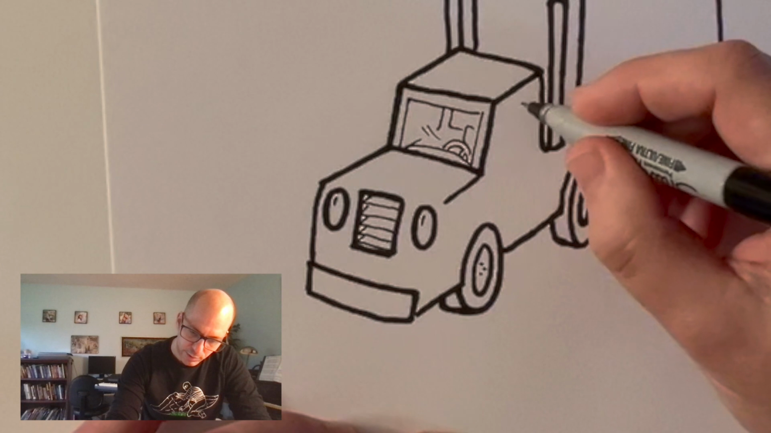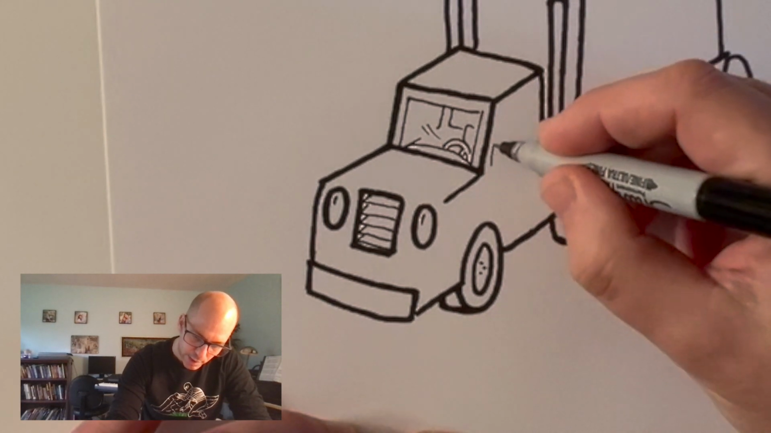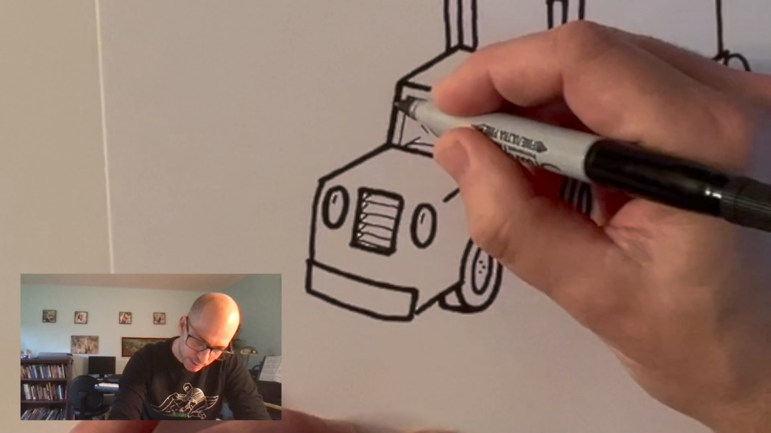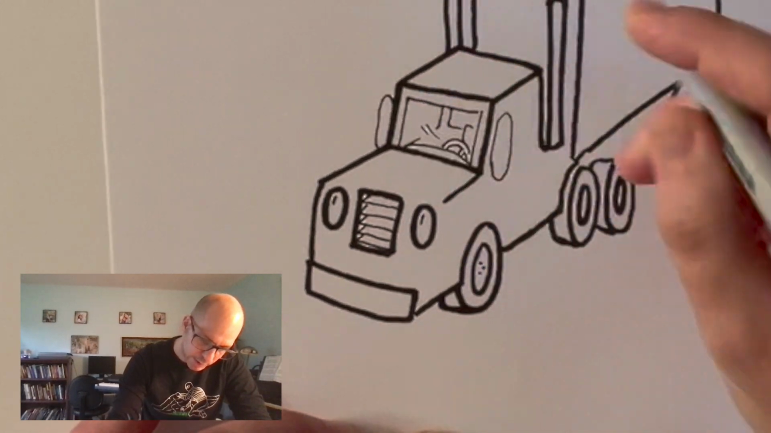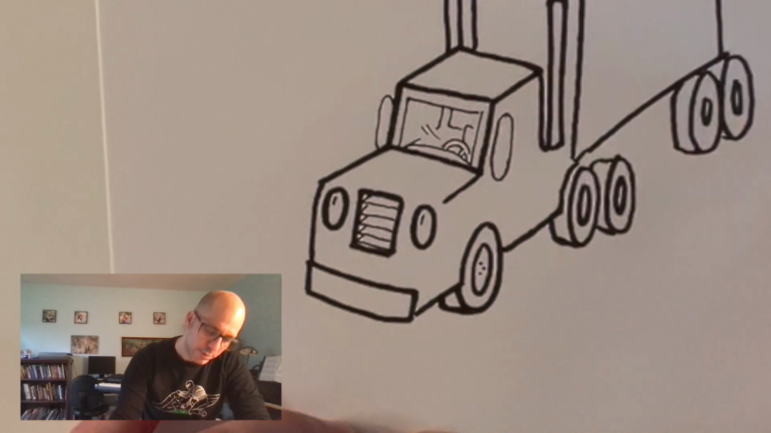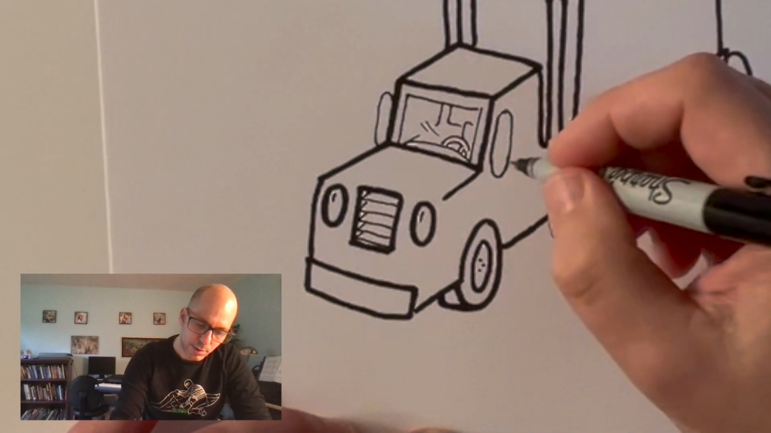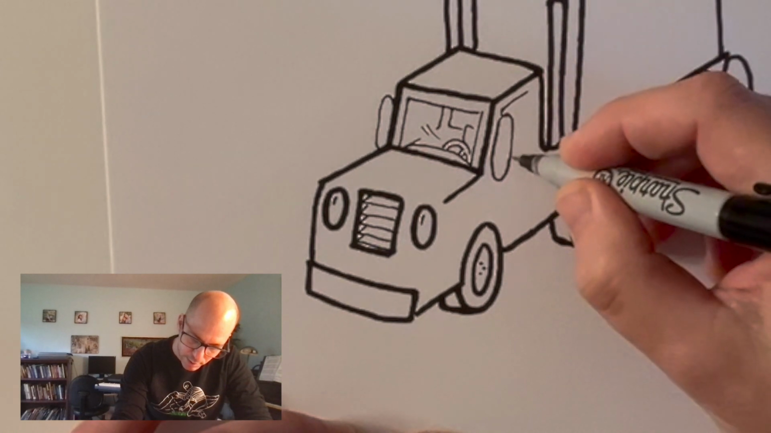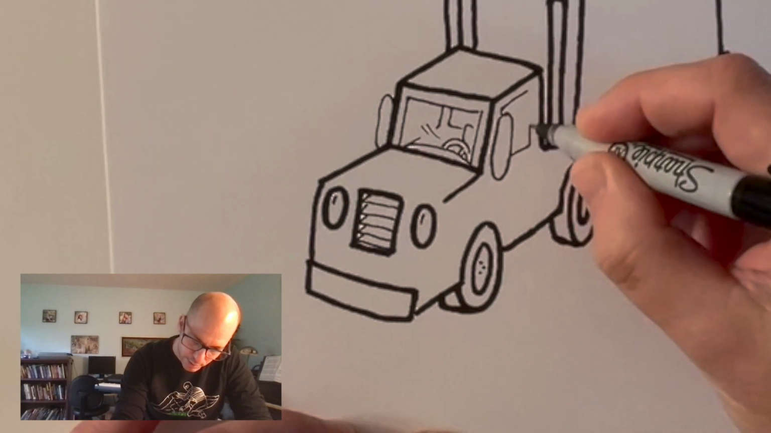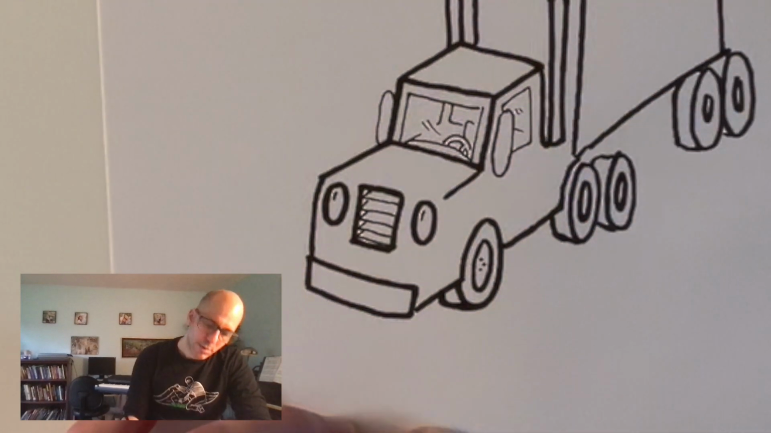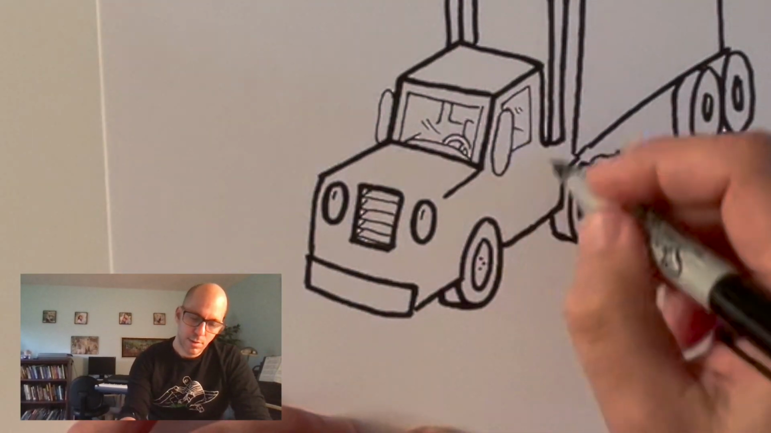Over here, before I draw this window, trucks have really big mirrors right here and right here. It's because they need to see all around. They're big vehicles. So this is kind of like the big ears of my truck. And then I'll draw in this window here, and that can be the other side of the truck.